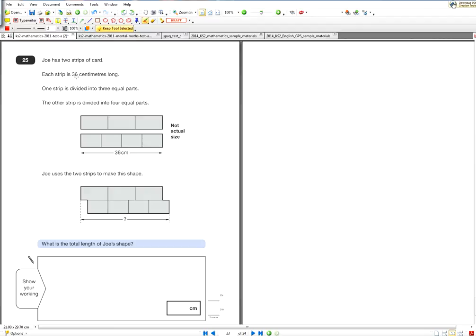Joe has two strips of card. Each strip is 36 centimeters long. Now, how many pieces do we have here? Four. Okay, remember, Kamal, I'm sitting right in front of you, you do not need to shout. 36 divided by 4 is 9 centimeters. So each one of these is 9. Lovely. And this is 36 divided by how many? 3. Right. What's 36 divided by 3? 12. Excellent. That's 12 and 12 and 12.